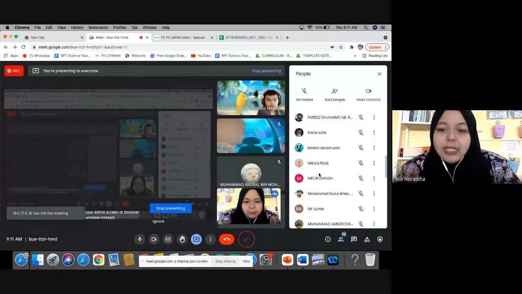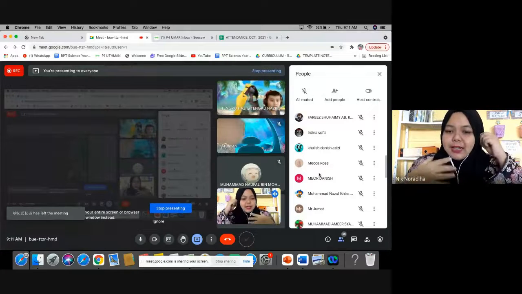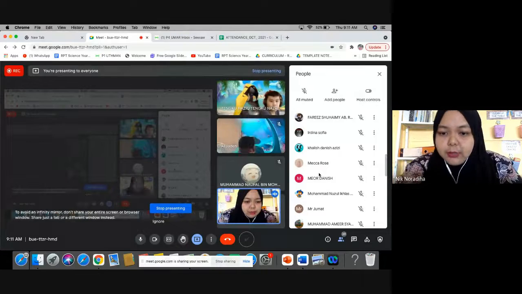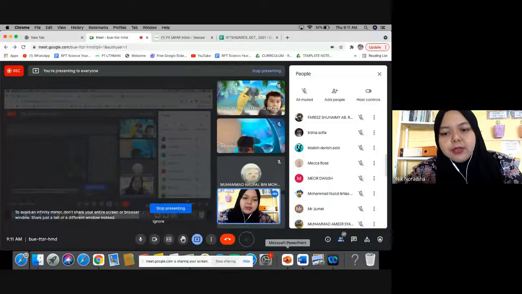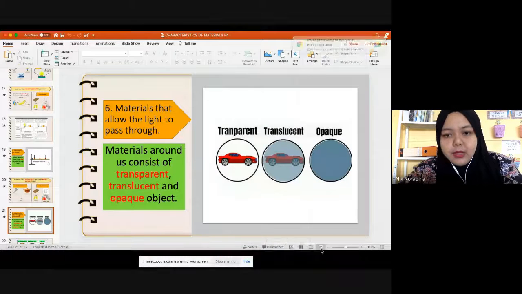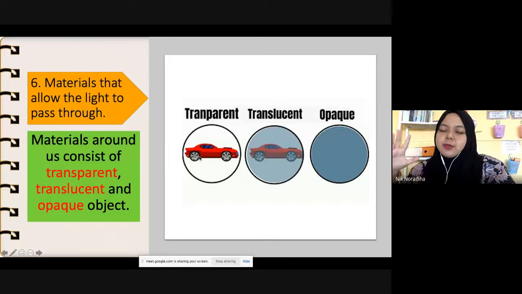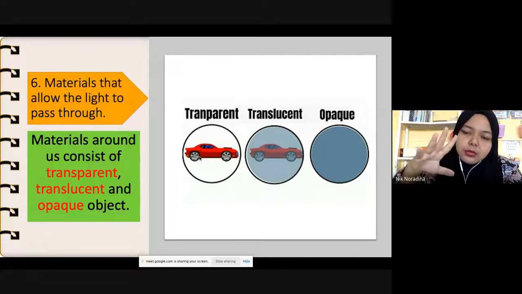Reflected. Good job. Okay, in order for us to see an object, the light needs to be reflected to our eyes for us to see the object. Well done. Thank you. Alhamdulillah, you still remember. Okay. So these are the examples of transparent. You can see the object clearly because the light can pass through.